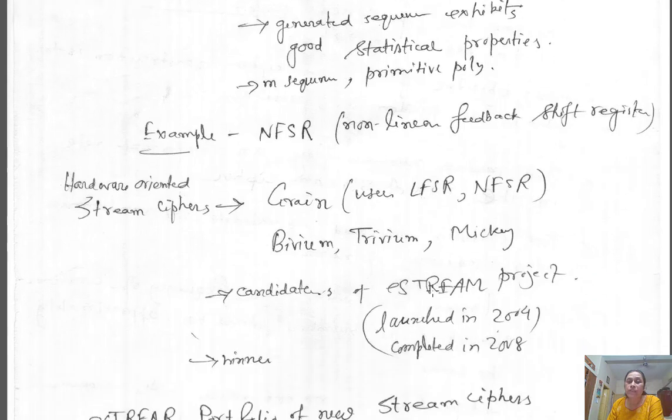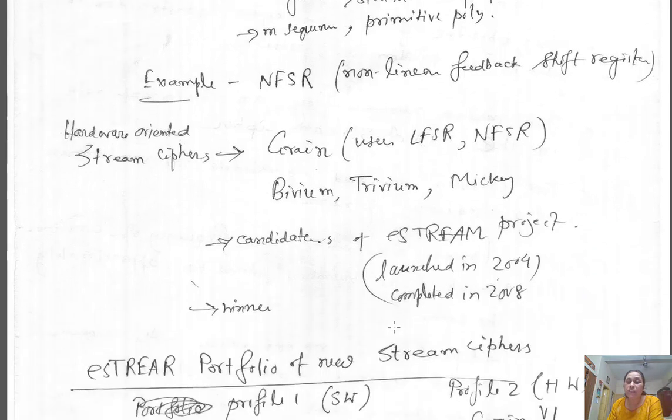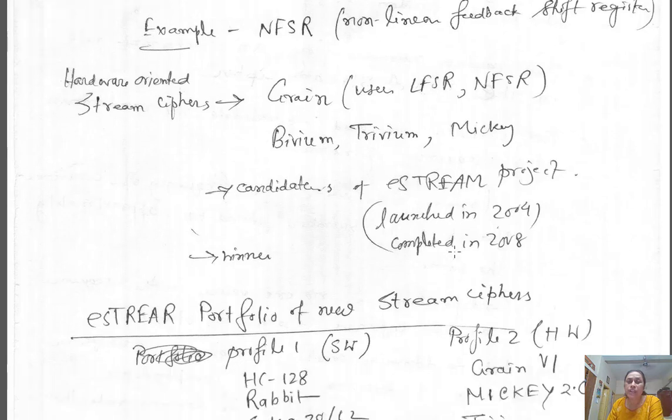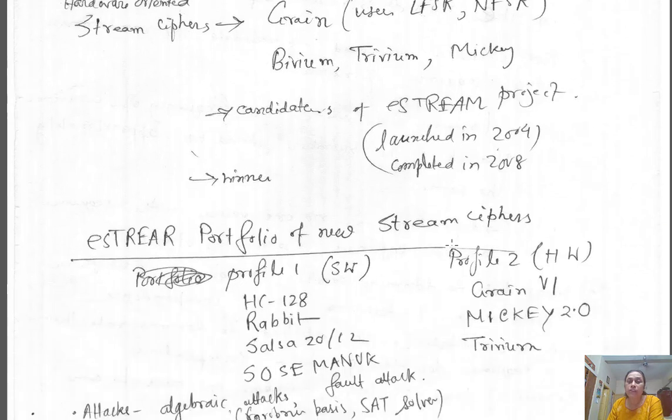Essentially, there was a competition launched in 2004, called the eStream project. It was completed in 2008, and several candidates were finalized. The winners have two portfolios: Portfolio 1 is for software based stream ciphers, and Portfolio 2 is for hardware based stream ciphers.